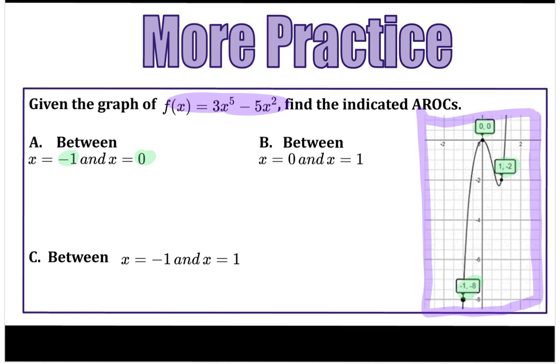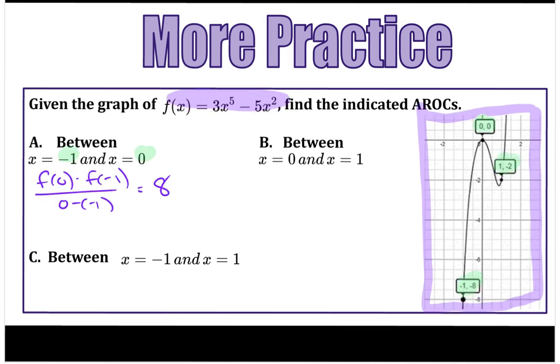For part A, we're looking at f of 0 minus f of -1 over 0 minus -1. That's going to give us 0 minus -8 over 1, which is going to be 8. So the average rate of change is going to be 8. Go ahead and pause the video and work on B and C on your own, and then unpause the video and see how you did.